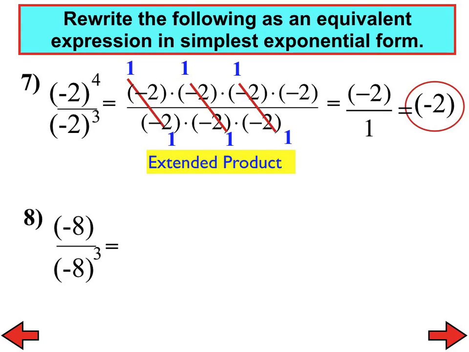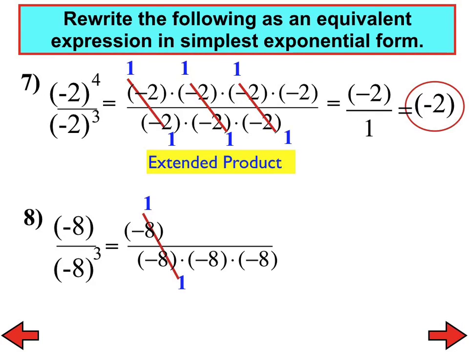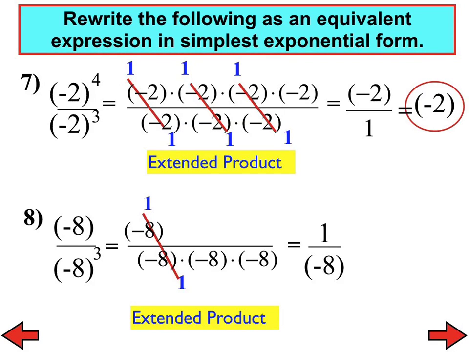Number 8, Ethan? 1 over parentheses -8 squared. Good. 1 over -8 in parentheses squared. Now remember, it's not the same thing as writing this. We are not squaring a fraction, we're only squaring the -8. So the exponent is only on the bottom. Okay, so just be careful and neat about your answer.